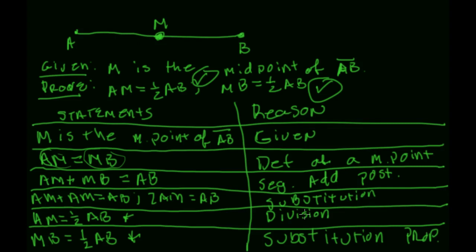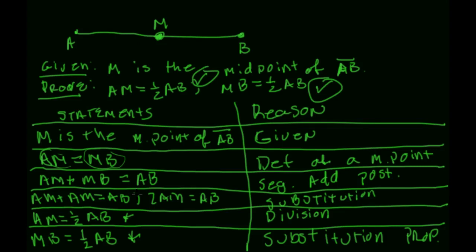Okay, so there you have it. That's just a pretty straightforward geometric proof. So typically we use two-column proofs to prove theorems in this course. This is an example of one. We're going to do a lot more of them as the year goes on.